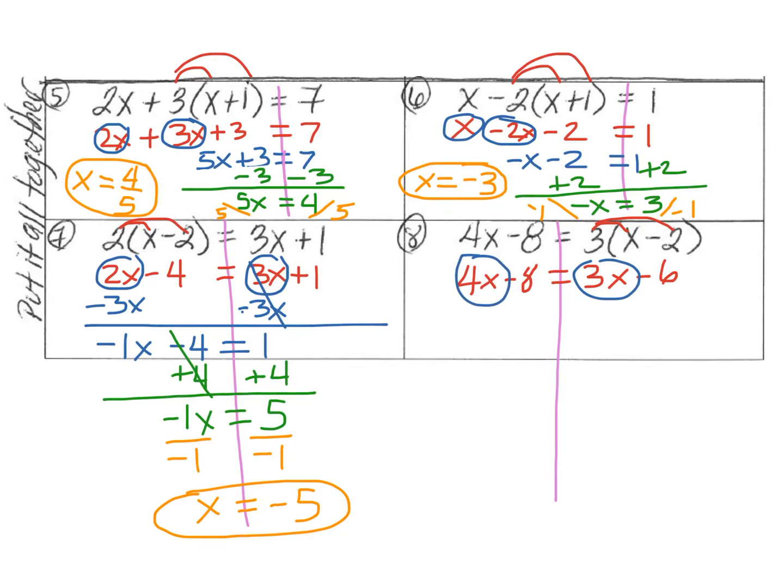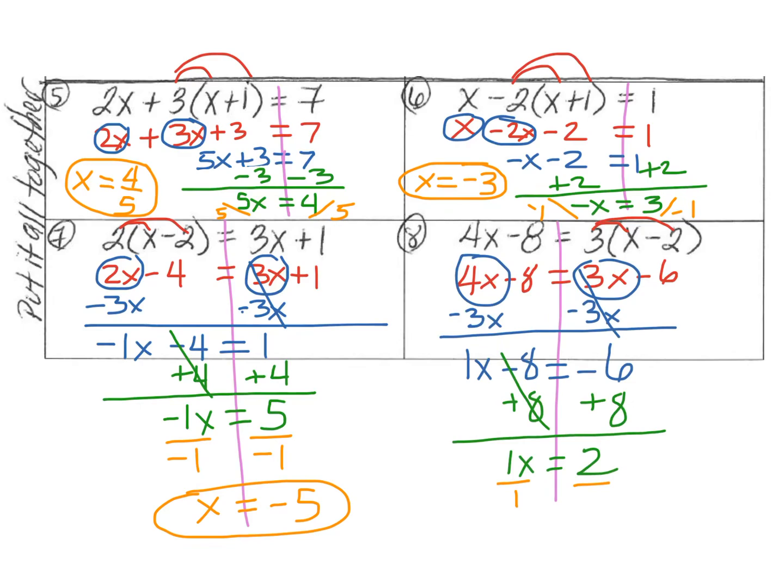And so they're on opposite sides, so I'm going to change the sign of the 3x to move it over. And now I'm ready to move over my constant term. And then I could, in my last step, divide by 1, but it's not going to change anything. My final answer is just x equals 2.